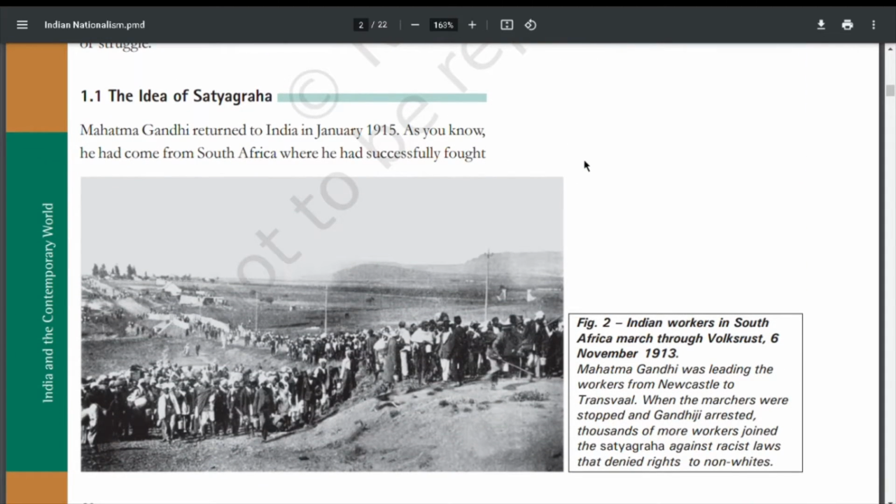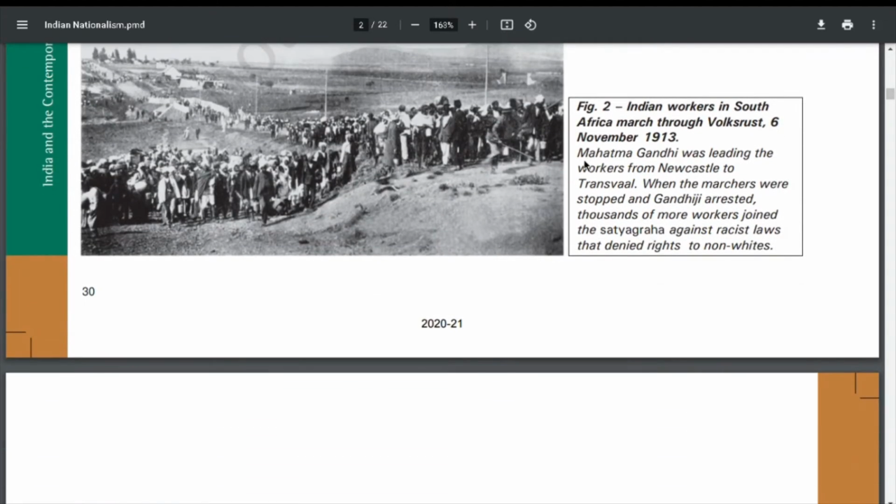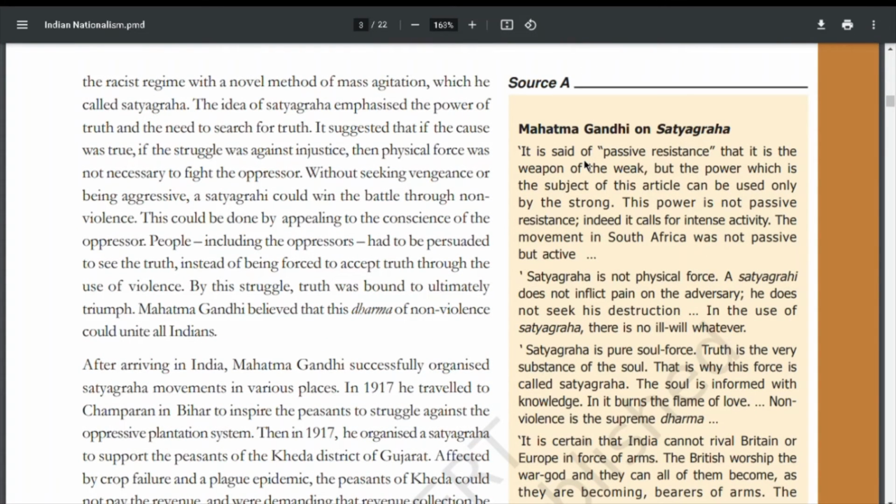1.1. The idea of Satyagraha. Mahatma Gandhi returned to India in January 1915. As you know, he had come from South Africa, where he had successfully fought the racist regime with a novel method of mass agitation, which he called Satyagraha. The idea of Satyagraha emphasized the power of truth and the need to search for truth. It suggested that if the cause was true, if the struggle was against injustice, then physical force was not necessary to fight the oppressor. Without seeking vengeance or being aggressive, a satyagrahi could win the battle through non-violence.